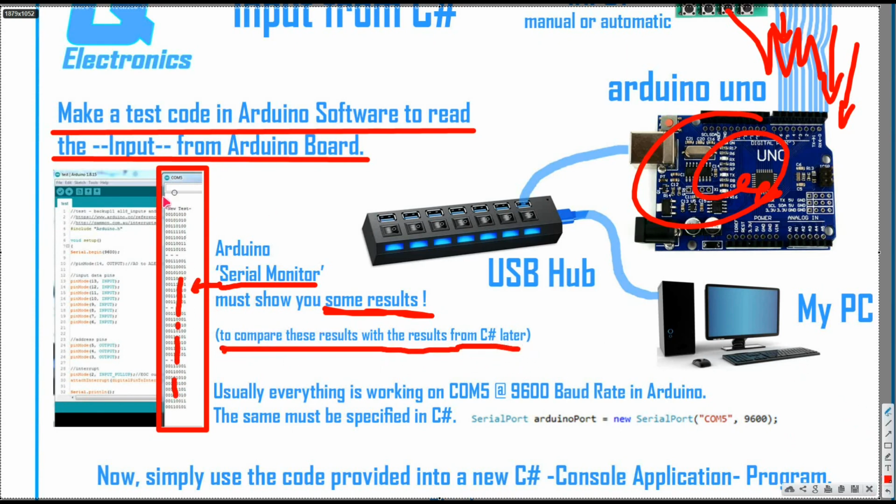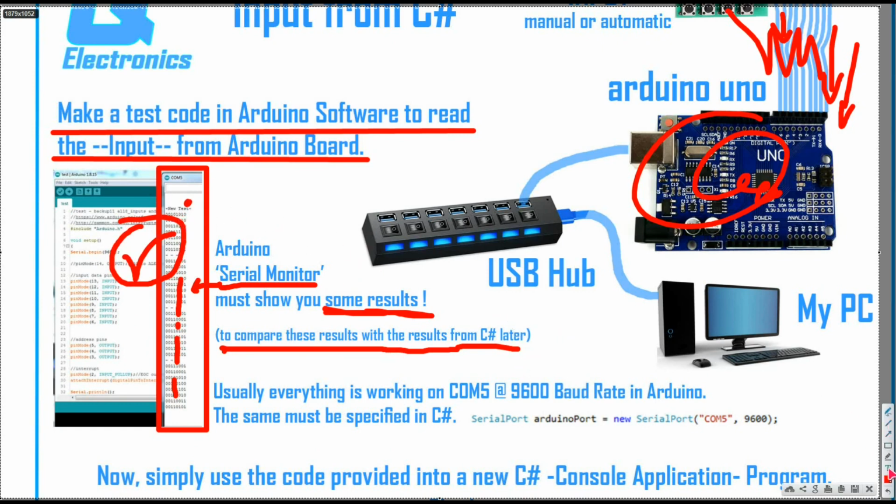So that's why it's good to have a point of comparison. It should work perfectly here in Arduino. So a check mark like that. It must be working perfectly here. You must get some results in this serial monitor here, and then in C# you will have a way of comparing what is working here with what you get in C#, and it should be the same thing.